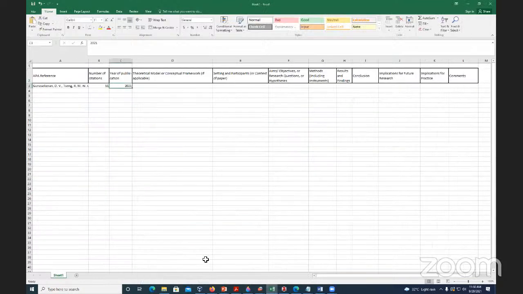And why would this be a good idea? Because when you're writing a paper, as in the literature review paper, it's good to have notes on every paper that you're working on.